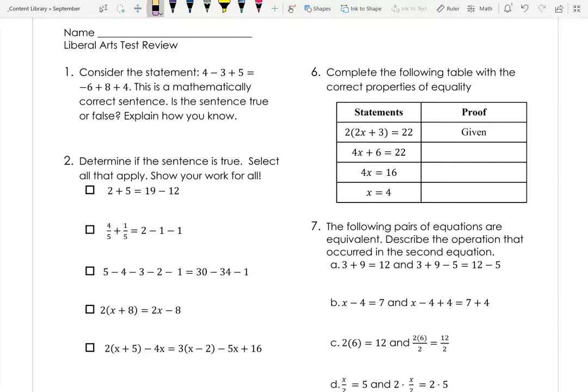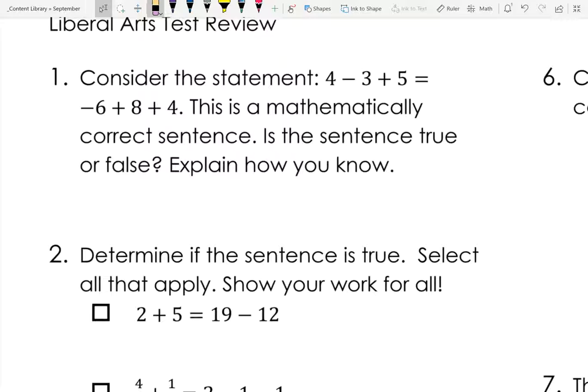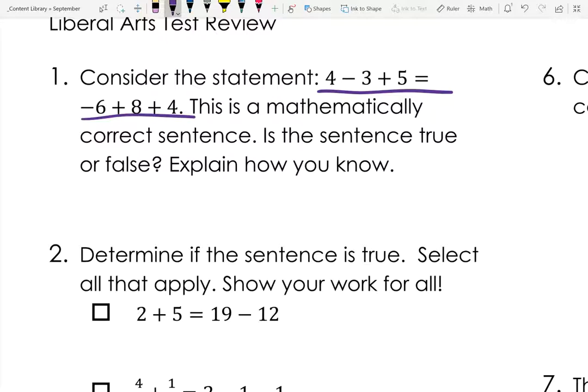So consider the statement 4 minus 3 plus 5 equal to negative 6 plus 8 plus 4. This is a mathematically correct sentence. Is this sentence true or false? How do you know? So we're going to determine whether or not this statement is true. It claims that it's true, but we're going to find out. All we have to do is evaluate and see if they do indeed equal each other.